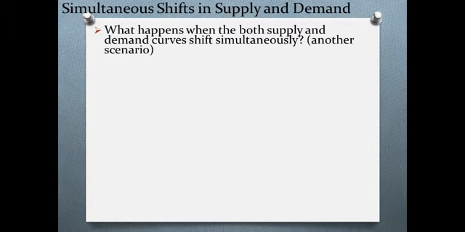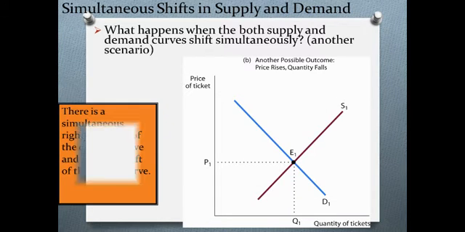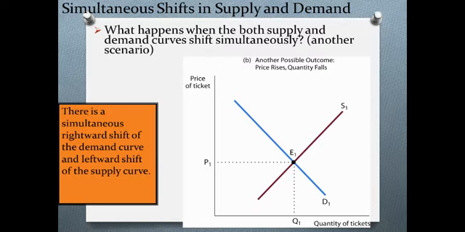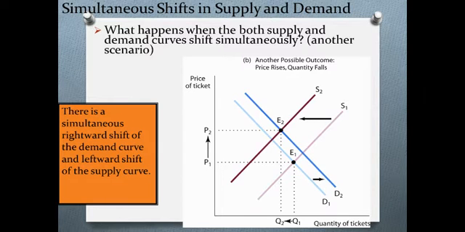Another example. So, what happens here? We're going to have a simultaneous rightward shift of demand and a leftward shift of supply, right? So here it's the opposite. You have a comparatively larger shift of supply and a comparatively smaller shift of demand. So in this instance, you have a decrease in quantity, but still an increase in price.